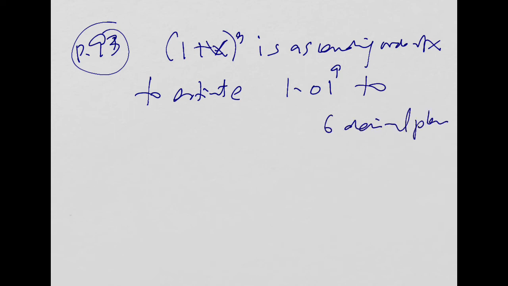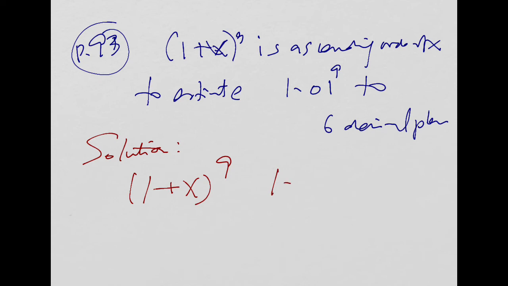Do you know why? And then use your calculator to estimate the value. Which digit of the estimate value is incorrect? Okay, how do we do that? You can look at the books, but I will teach you how. (1 + x) to the power of 9. So you were asked to do this thing: 1.01 to the power of 9.